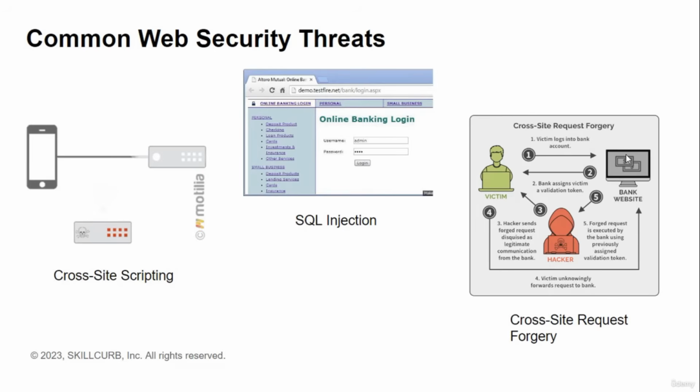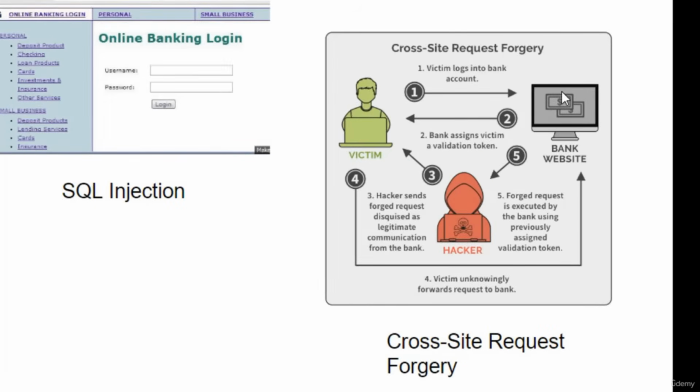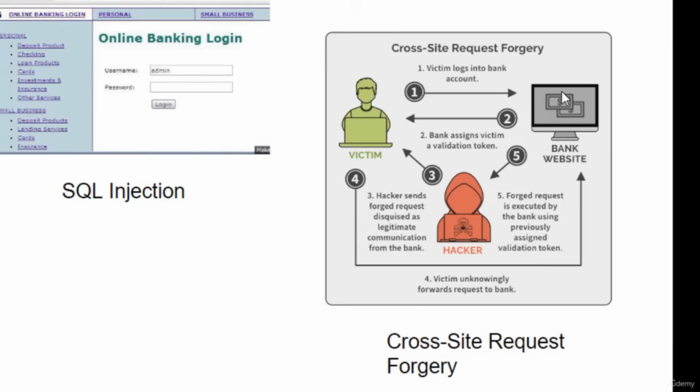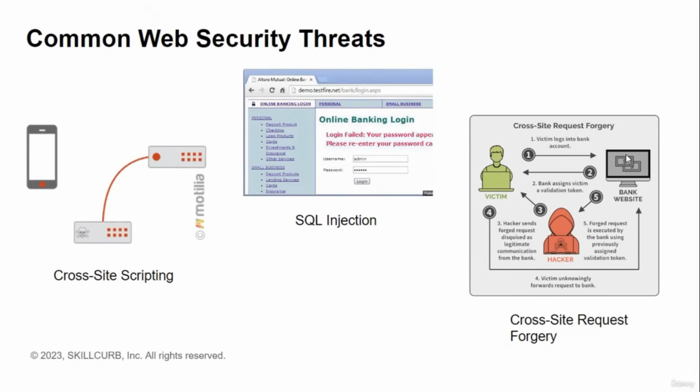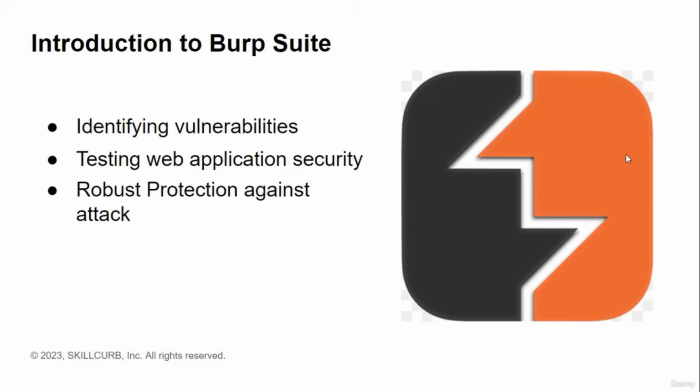The third one is cross-site request forgery. Now, CSRF attacks trick authenticated users into unknowingly executing unwanted actions on a web application, potentially leading to unauthorized operations or data modifications. Now, web application security tools like Burp Suite play a crucial role in identifying vulnerabilities, testing web application security, and ensuring robust protection against attacks. These tools assist in detecting and mitigating potential risks, enhancing the overall security posture of web applications.